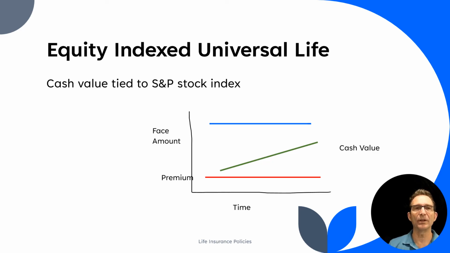Now, this next one, equity index universal life, is simply another way in which you can have all those variables of universal life and have that cash value tied to an S&P stock index. So anytime you see that word index, if you're taking the exam, or equity index, you know that means it's tied to the S&P stock index.